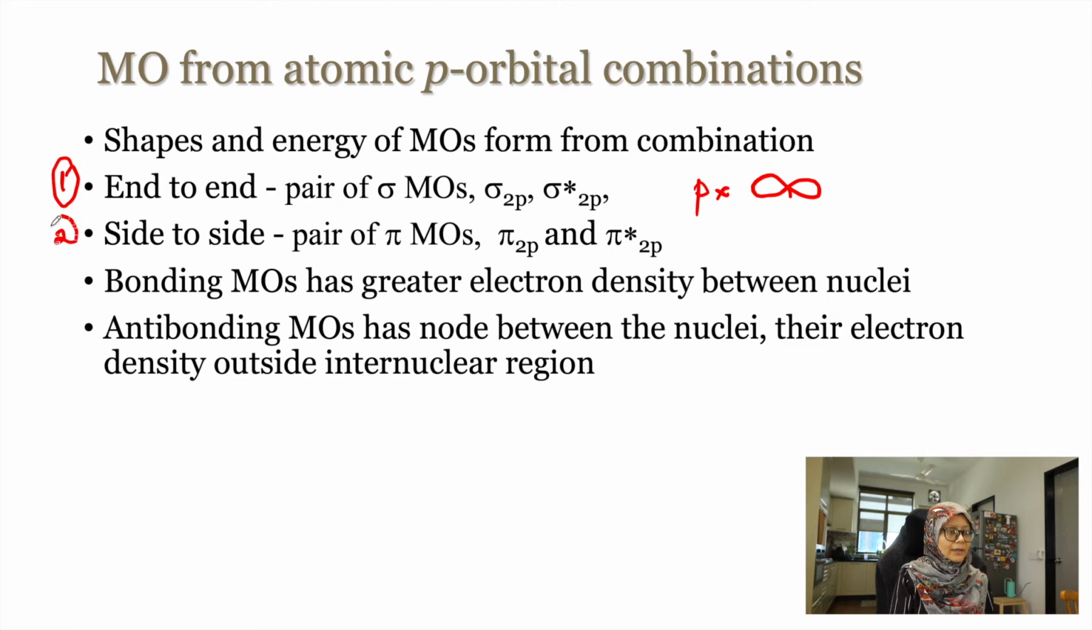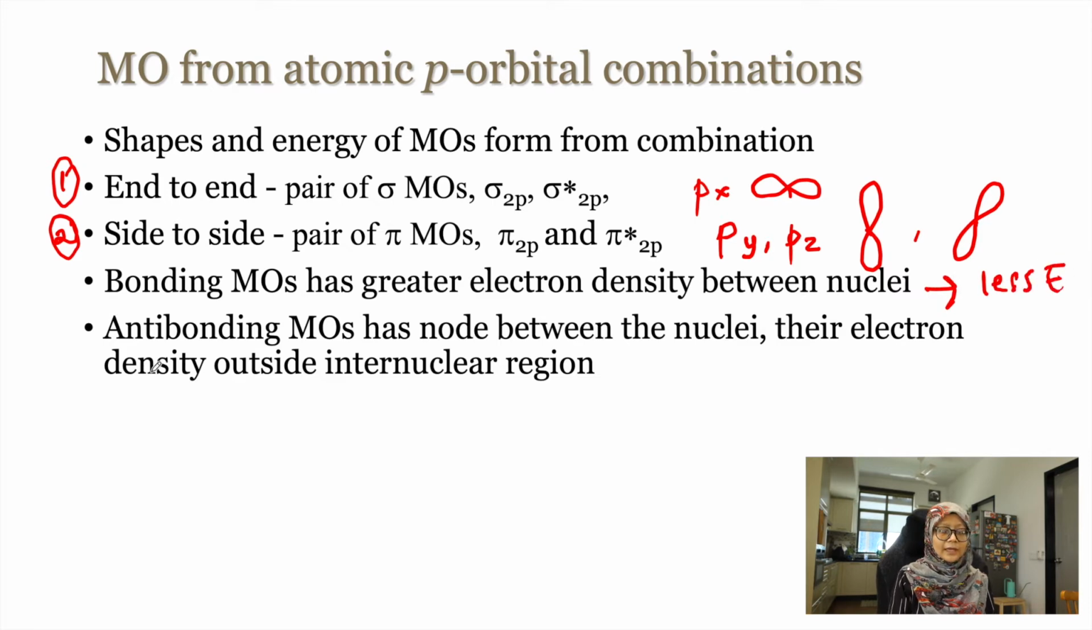The second overlapping is side to side, which forms a pair of pi MOs, which are the pi 2p and also pi star 2p. This involves the py and also pz. Other than that, a bonding molecular orbital has greater electron density between the nuclei, so it will have less energy.